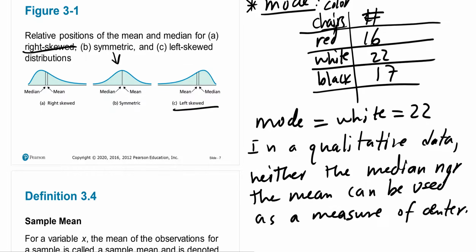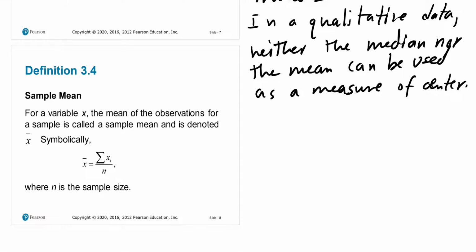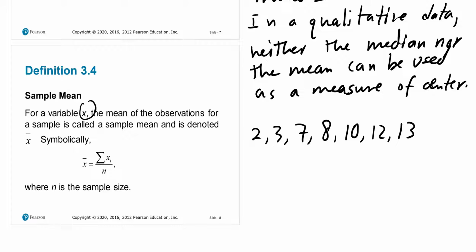Now, computational wise, we need to introduce some symbols. The variable x gives you what we call observations. So if we have a set of data 2, 3, 7, 8, 10, 12, 13, this is a given data. This is called x sub 1, x sub 2, those are subscripts, x sub 3, x sub 4, x sub 5, x sub 6, x sub 7, just notations to represent each data.